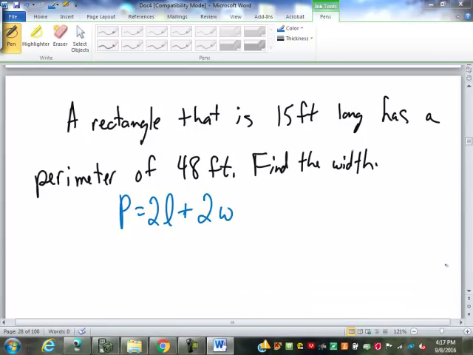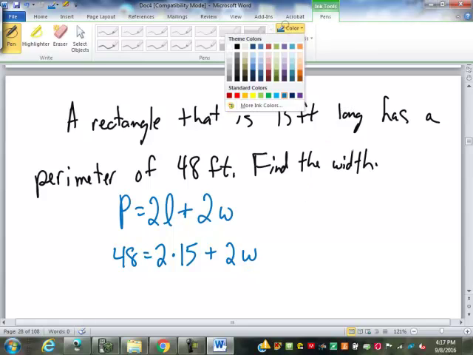So we have our formula. Perimeter equals 2 times the length plus 2 times the width. Do we know P? What is it? 48. 2 times, do we know L? Is 15. So 2L becomes 2 times 15 plus 2 times W, 2W. Do we know W? No, so that's just going to stay as 2W.